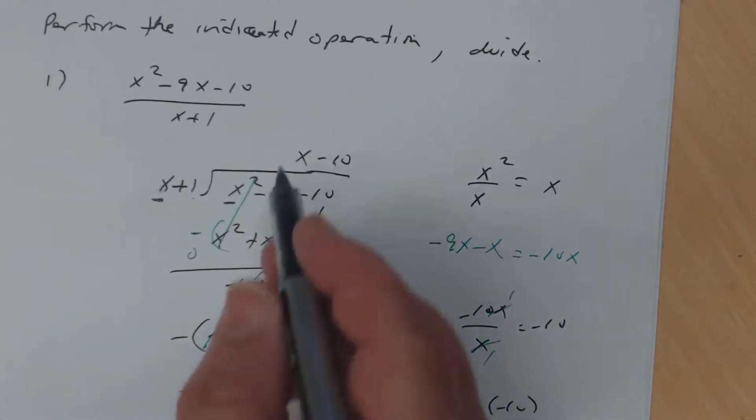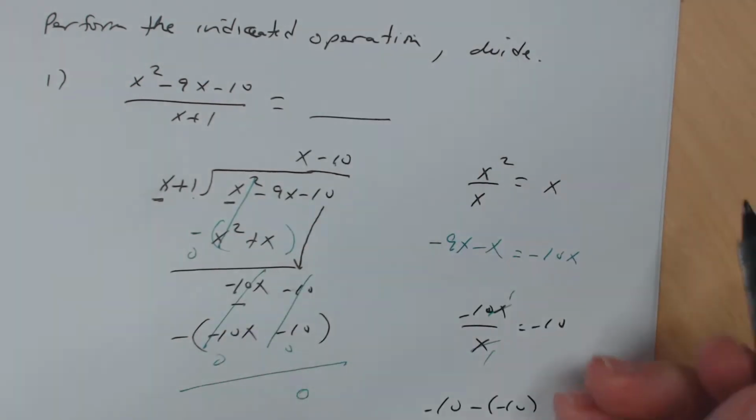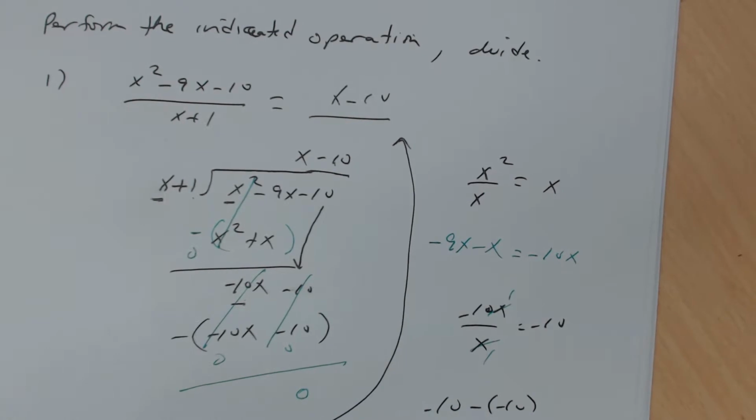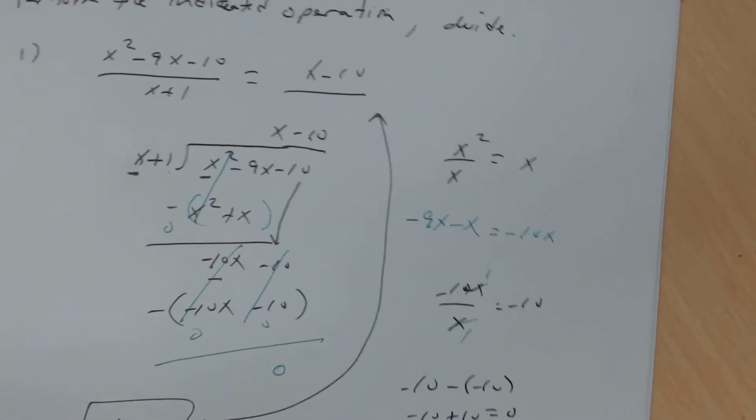Okay, so this right here, in the blank, you're going to put x minus 10. All right, so we can go through another one.